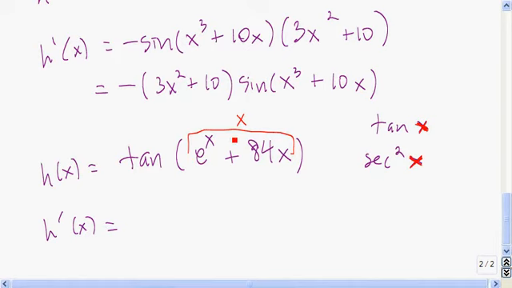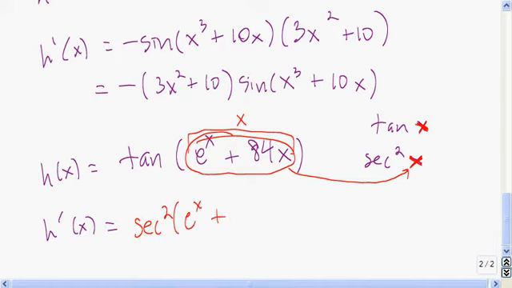We have the tangent of e to the x plus 84x. So instead of having secant squared of x, we're going to have secant squared of e to the x plus 84x. All right, so now this is the derivative of the outside function, which, the derivative of tangent is secant squared, evaluated at the inside function. So instead of having x there, we're going to have the e to the x plus 84x.